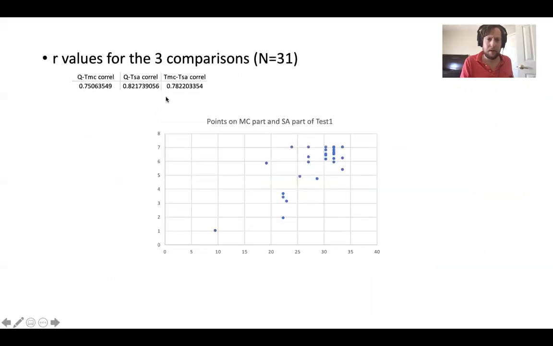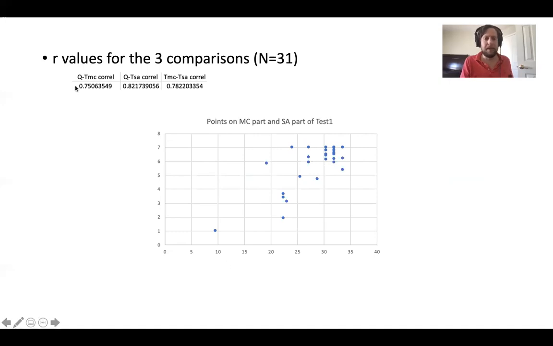I have one more correlation to show you, which is right here. This is the correlation between points on the multiple choice part of the test and points on the short answer part of the test. These should be correlated as well, and they are, with a high correlation of 0.78. People that scored high on the multiple choice part also tended to score high on the short answer part. It's not a perfect correlation, obviously, but in general, if you did well on one part of the test, you did well on the other.